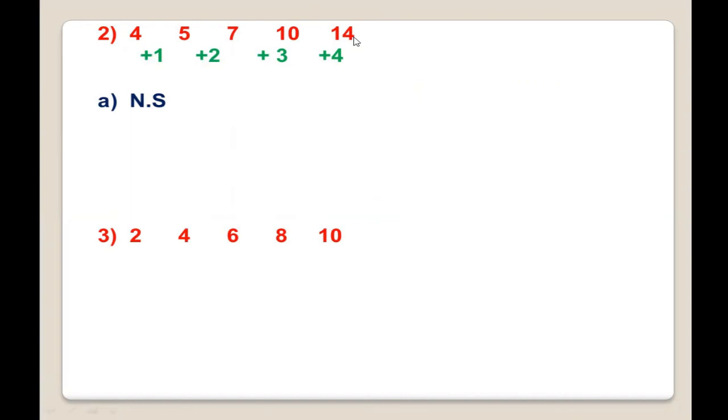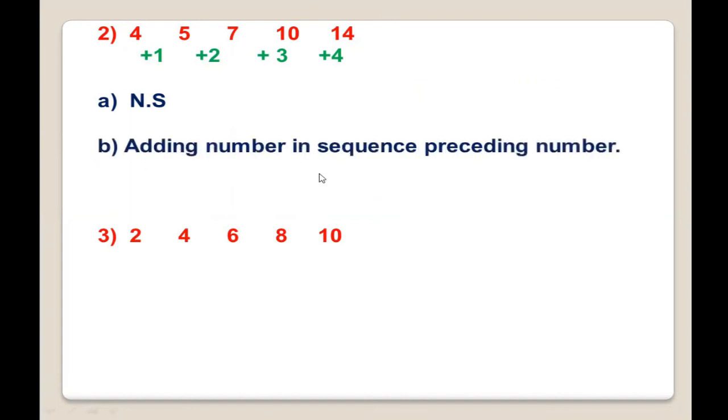So how to write the rule in words? Add an increasing number to the preceding number. How to get the next two numbers? Add 5 to 14, because 4 is finished. It's 19. 19 plus 6 is 25.